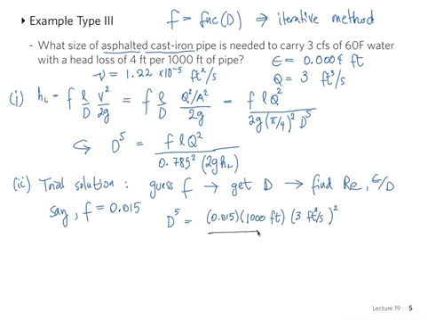And I have pi over 4 squared already as a number over here, 0.785 squared, and 2g, gravity, 64.4 feet per second squared. And what else is there? We want 4 feet of head loss. So that's the formula for diameter to the power 5. So you have to take the 5th root.